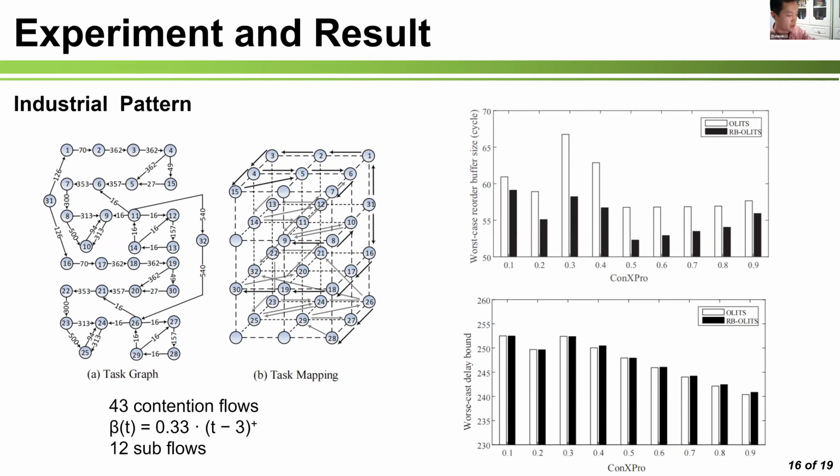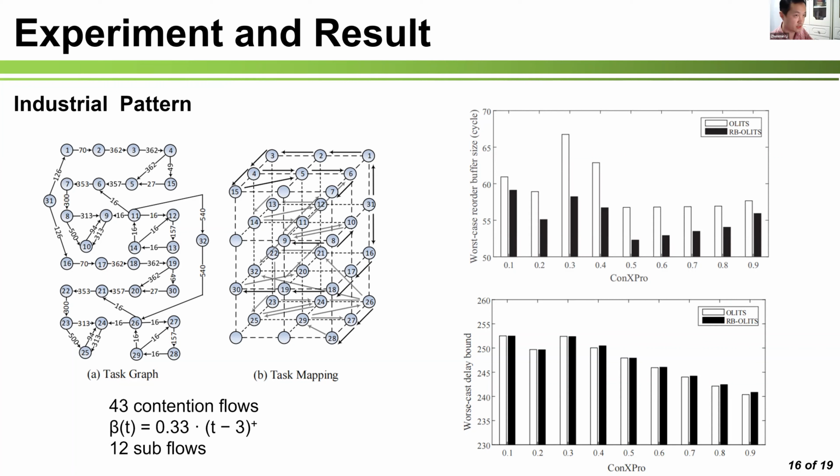Finally, we apply our method on the industrial pattern. This is called DVOPD, which is an example based on actual design constraints and performance trade-offs. We map the DVOPD application onto 3D NOC architecture. The application graph and the mapping scheme are shown here. And we have 43 contention flows in this scenario.